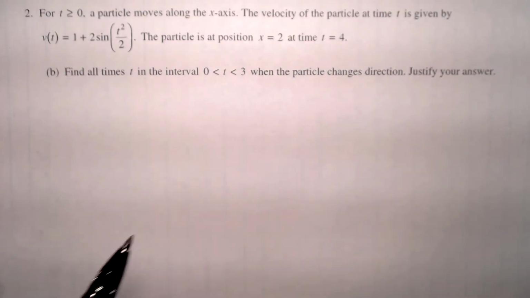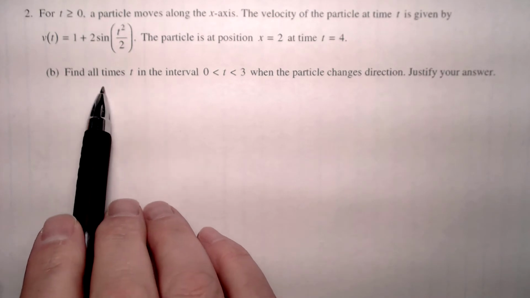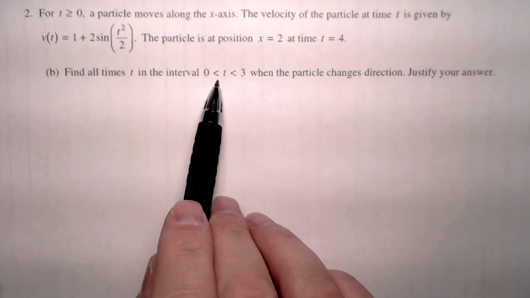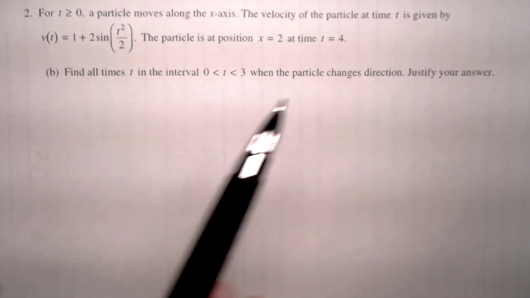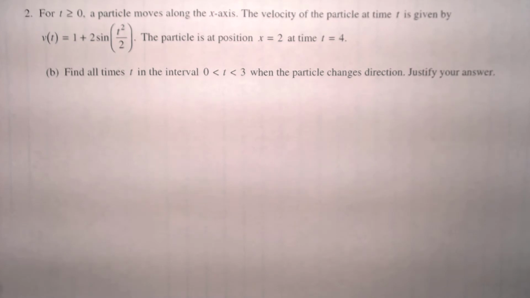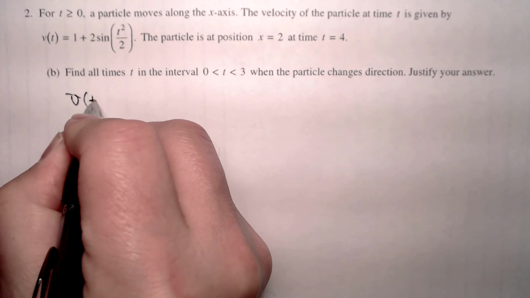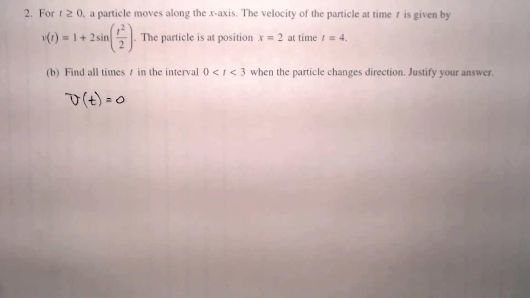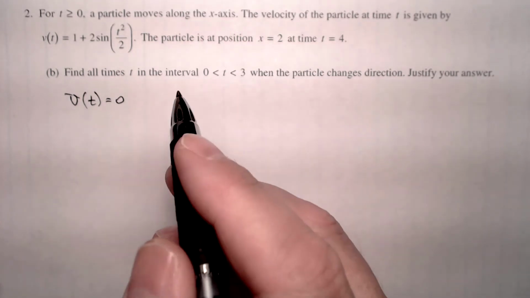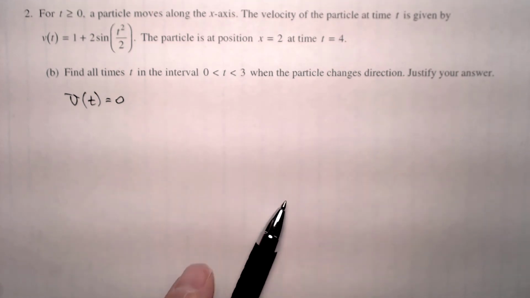In this part of the question, we need to find all times t from the interval between 0 and 3 when the particle changes direction. And so first we would need to find all such times t that v of t is equal to 0, and then check whether at those time points the velocity changes direction. And so let's do that using the calculator.